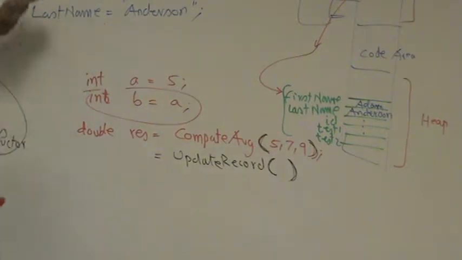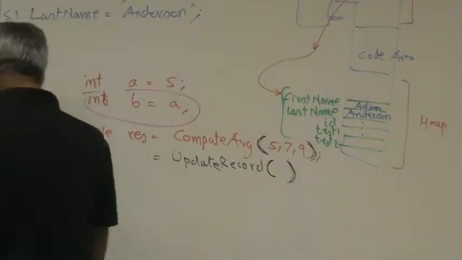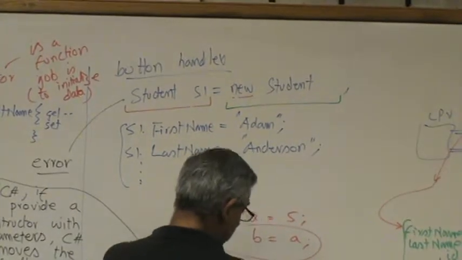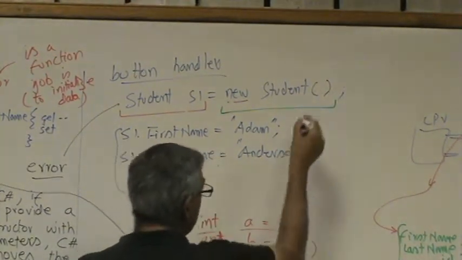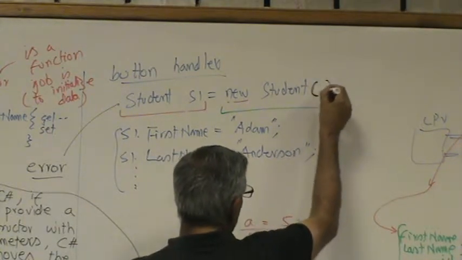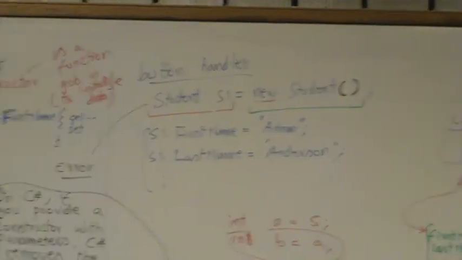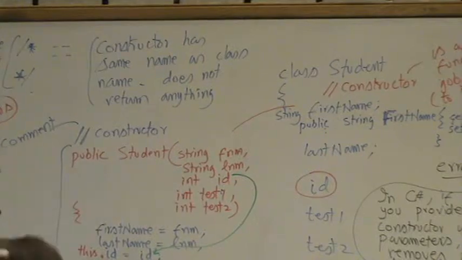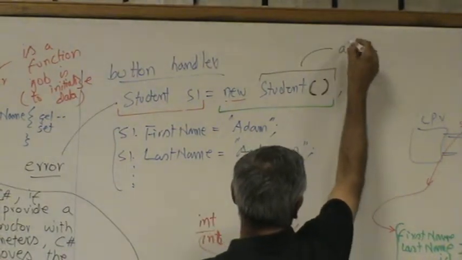In the same way, take a look at this line, student S1 equal to new student. Do you see over here? We always write it like this, or with some parameters over here. So what does this mean? We are calling some function. Which function are we calling? The constructor, because the constructor has the same name as the class name, right? So this part always calls the constructor.